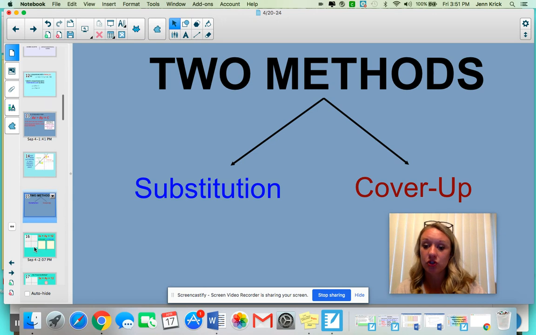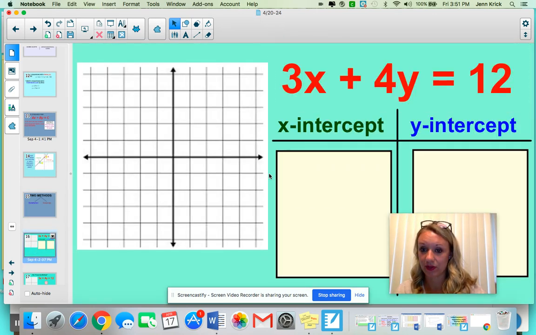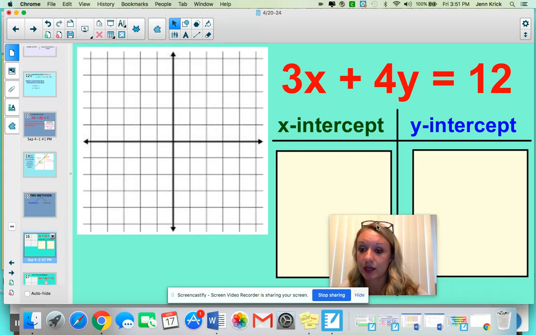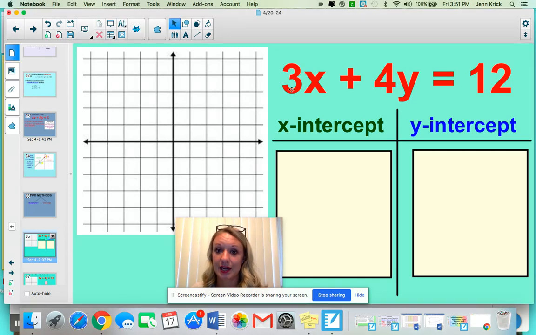So I'm going to show you with the same standard form equation how both methods work. I give you this equation in standard form, ax plus by equals c. Notice that you've got integer, integer. This is another integer, but it's also a constant. And I want you not only to find those x and y intercepts, but to use them to graph. So here's the substitution method.